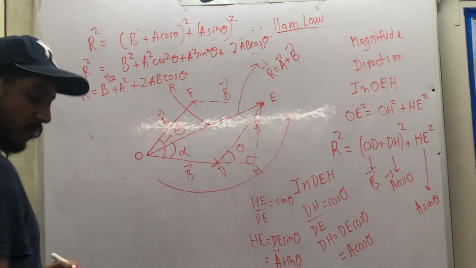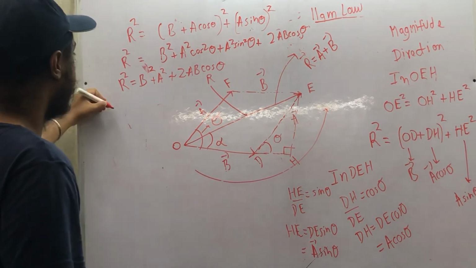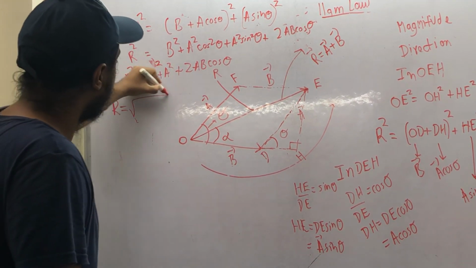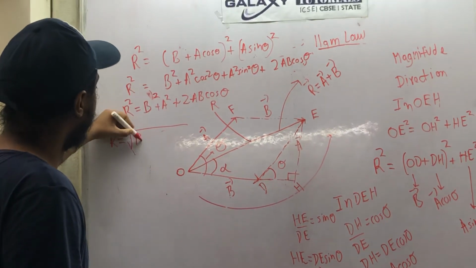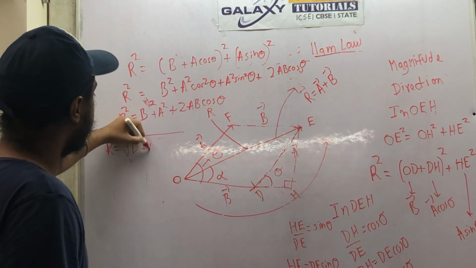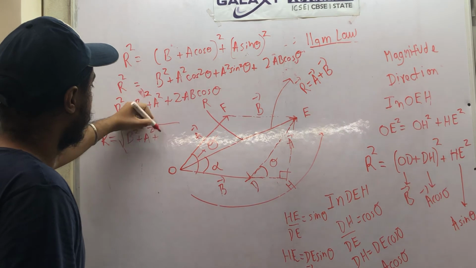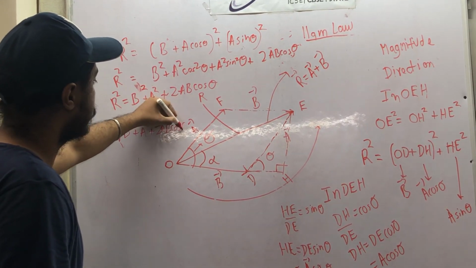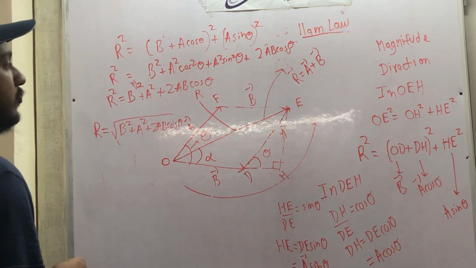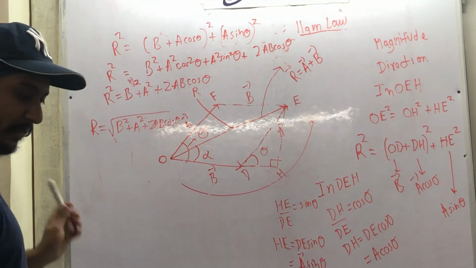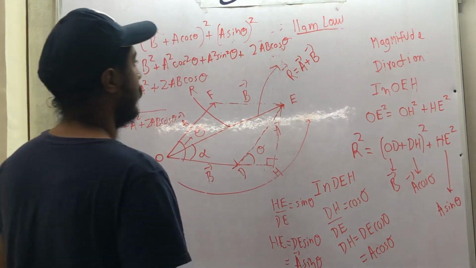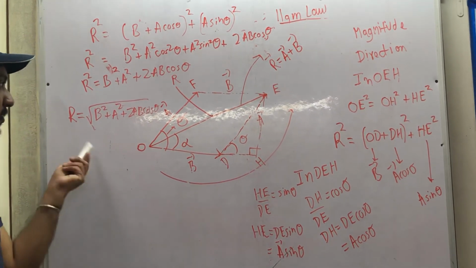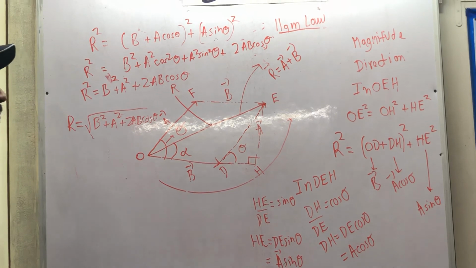So in other words you can write the resultant as under root of b square plus a square plus 2AB cos theta. You can see the result is the same, nothing complicated in this. So this was your magnitude. The result is the same as the one you saw in the triangle law.